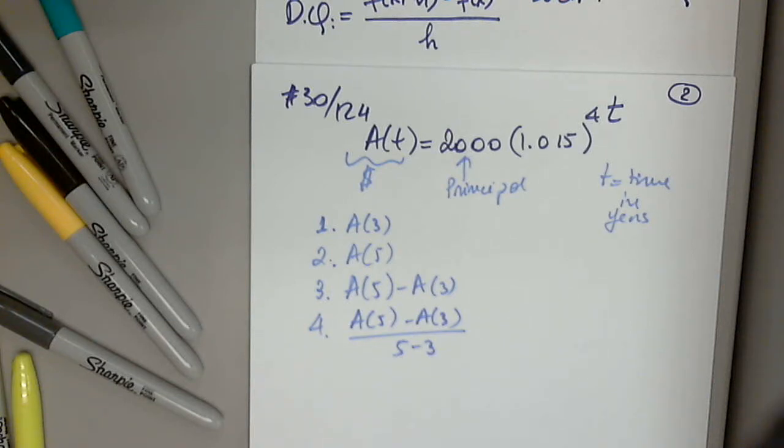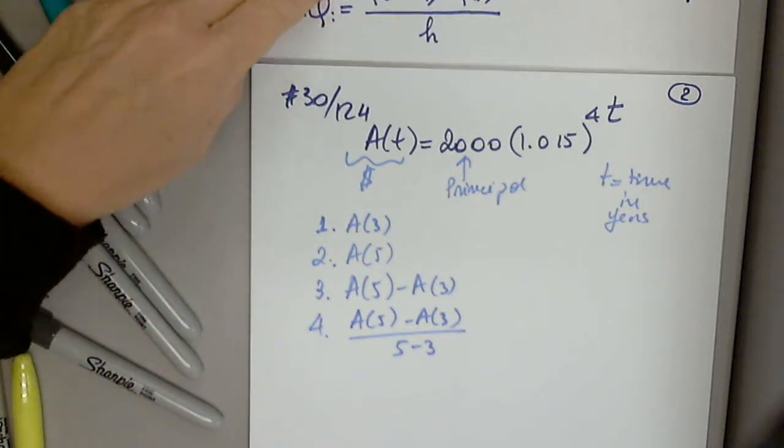Exactly. So on average per year, remember every average rate of change or rate of change has two measurement units, one from the top and one from the bottom. So it's going to be dollars per year, right? So the rate of change between 3 years and 5 years will be whatever per year.